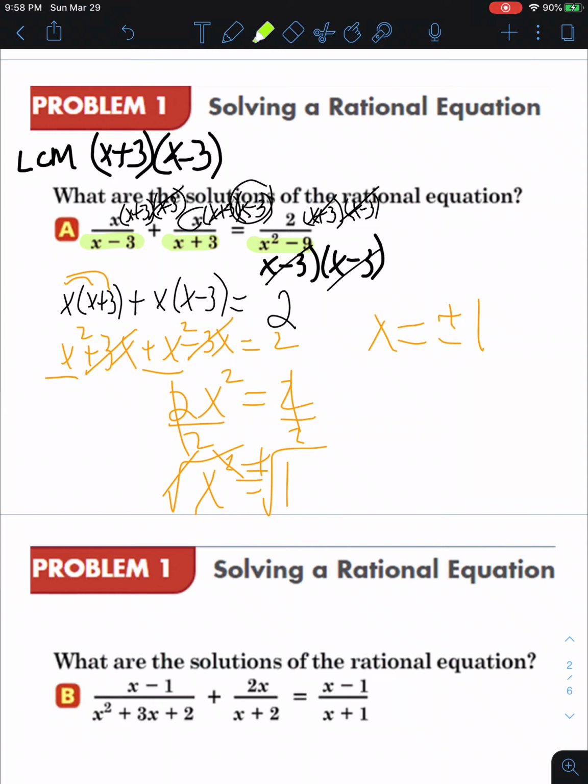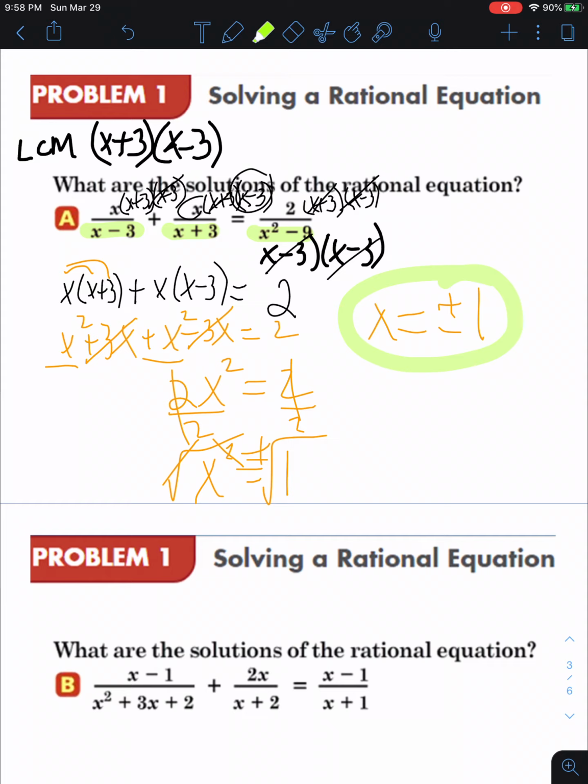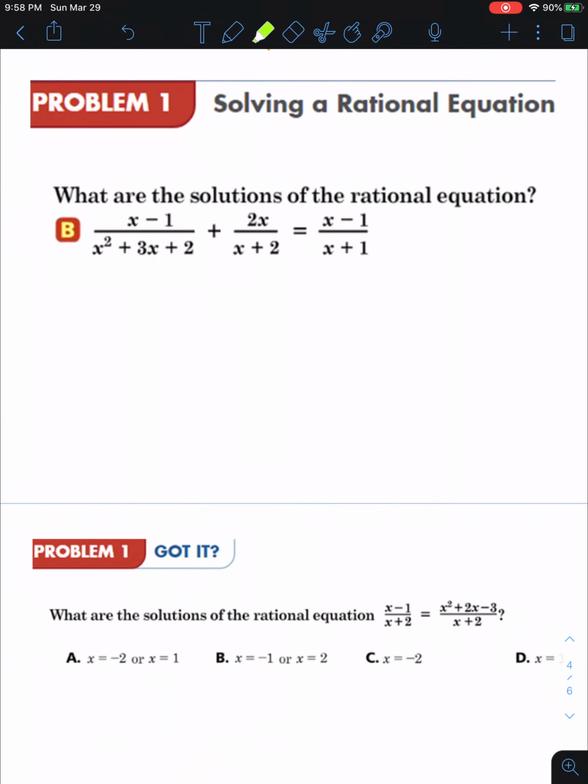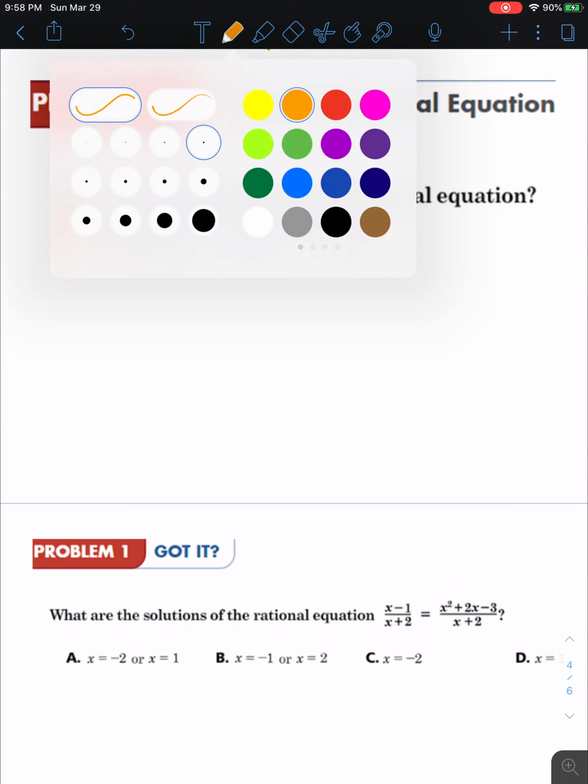If I plug a negative 1 in there, does the green marks go to a 0? And they do not. So I have two solid answers here. Those are both correct. X equals 1 and negative 1 are two possible solutions. All right? So on this one, we'll go back to the black again.